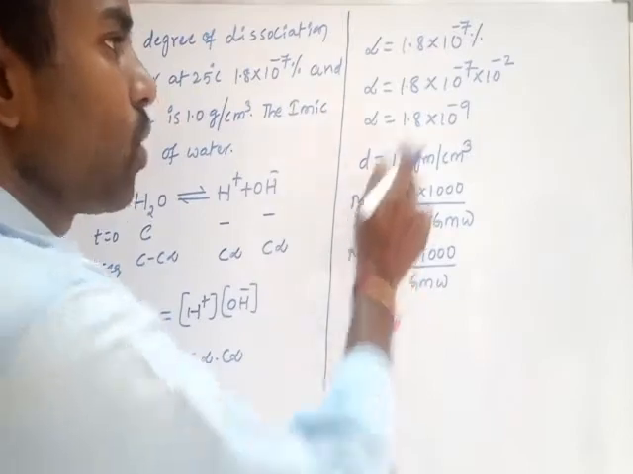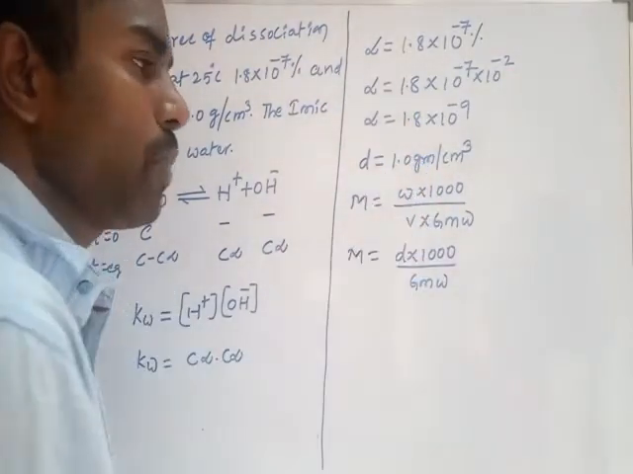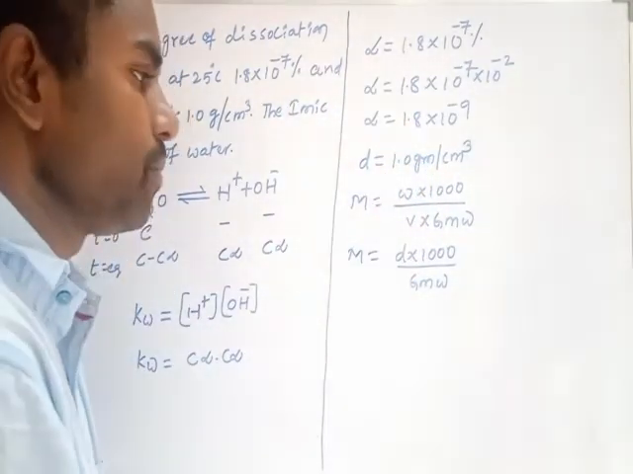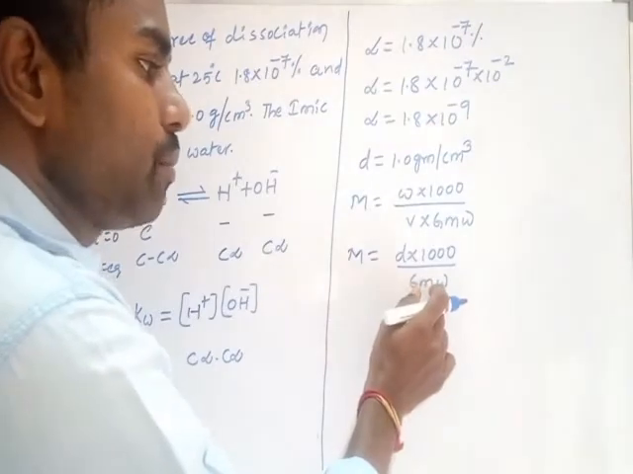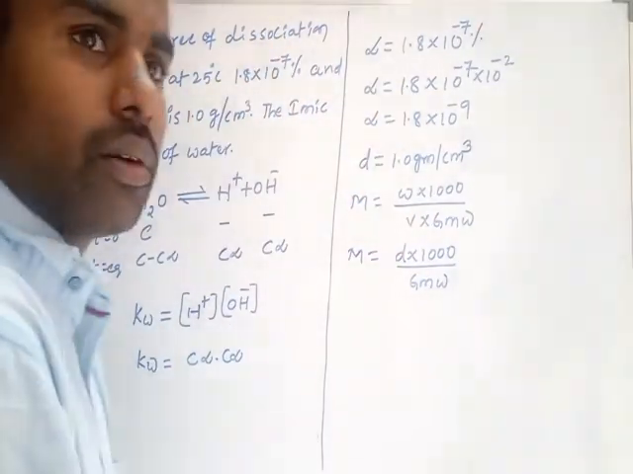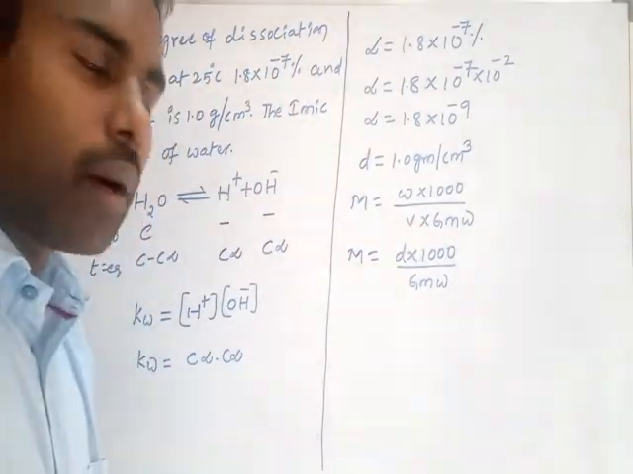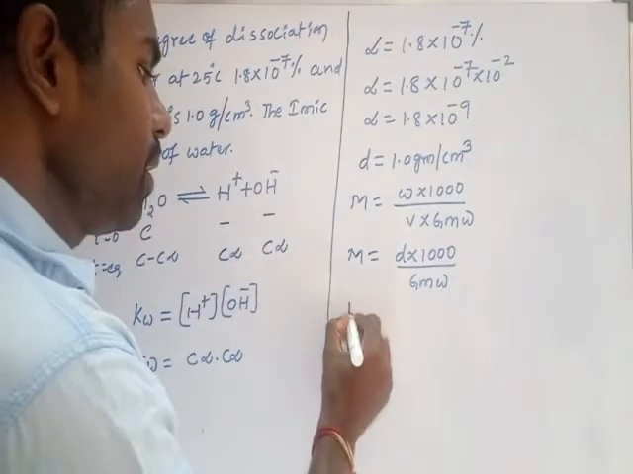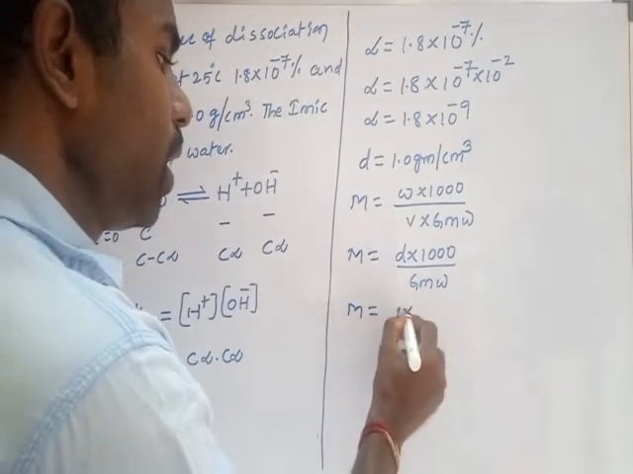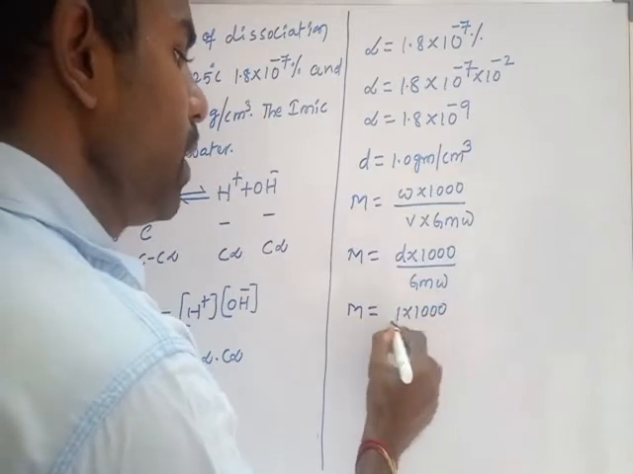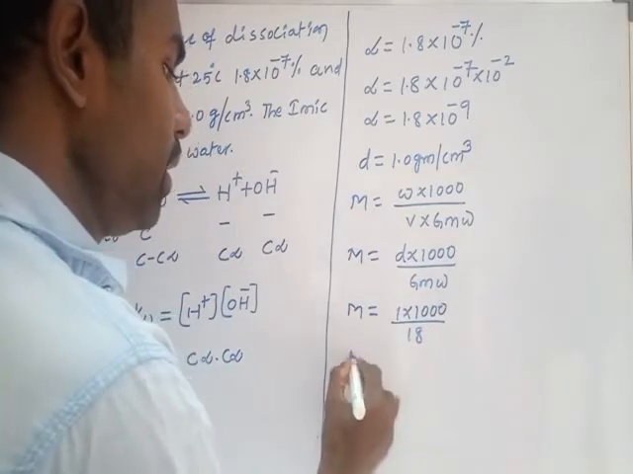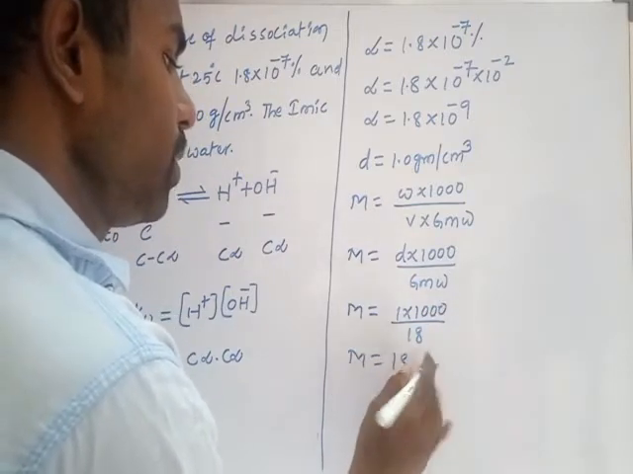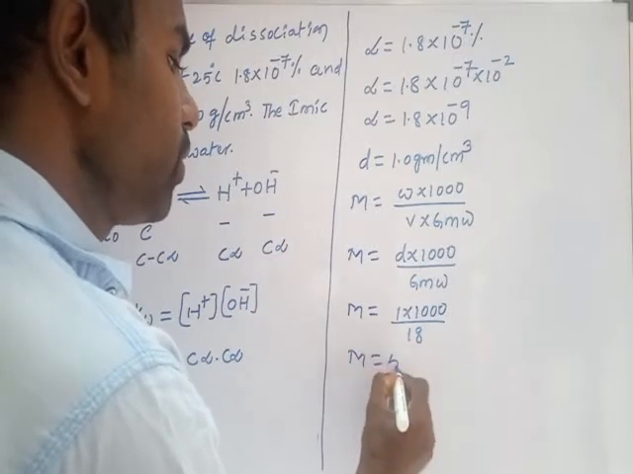So how much density have they given in the question? 1.0 gram per centimeter cube. Then the gram molecular weight: what is the gram molecular weight of water? 18. Then molarity equals 1 into 1000 by 18. Then what will we get if we simplify this?